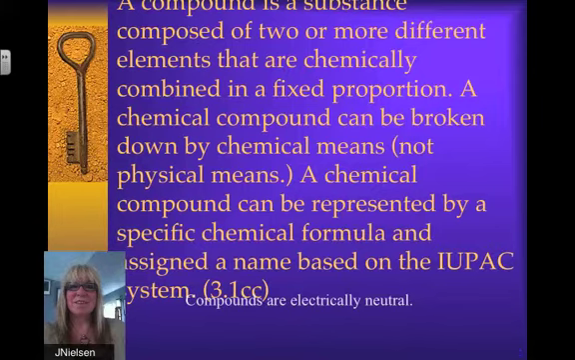For example, you all should know that a compound is a substance composed of two or more different elements chemically combined in a fixed proportion. For example, H2O. If I don't have two H's and an O, then I don't have water. And everything always combines in whole number ratios. If it's a compound, then it can only be broken down by chemical means because it was put together by chemical means.